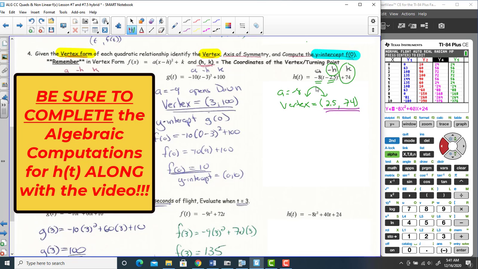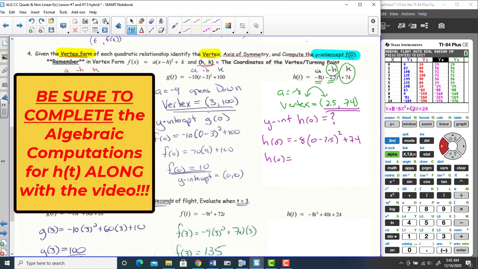The other thing, the only complication with vertex form is we cannot see the y-intercept. The y-intercept is known as the value of the relationship at time 0. So we're looking for h of 0, and h of 0 is not shown in vertex form. The cool thing about vertex form is we see the vertex, but we can't see the y-intercept. So we'd have to compute what is the value of this relationship at time 0. And we'd have to do -8 times 0 less 2.5 squared plus 74. And if we evaluated the relationship at time 0, we could algebraically determine what the y-intercept is.